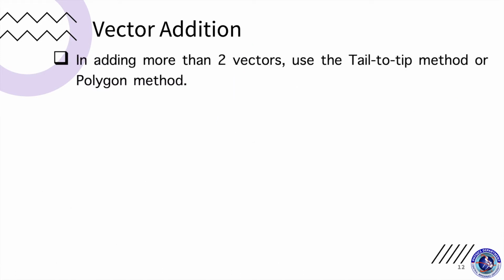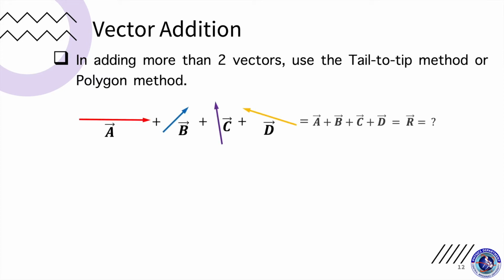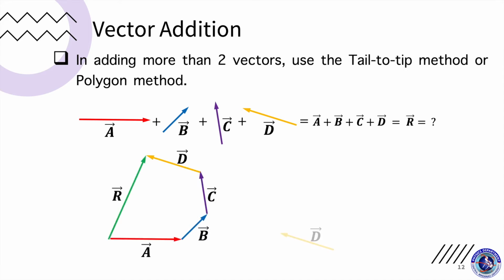In adding more than two vectors, still we're going to use polygon method. So again, I repeat, for example, I have here four vectors to be added. So all you have to do is to connect all of the vectors. And then at the same time, your resultant vector is from the origin to the endpoint where the last vector stops or ends.